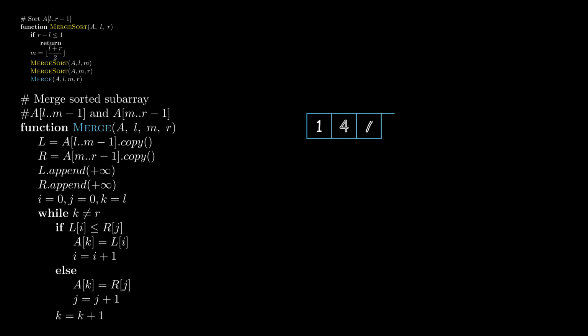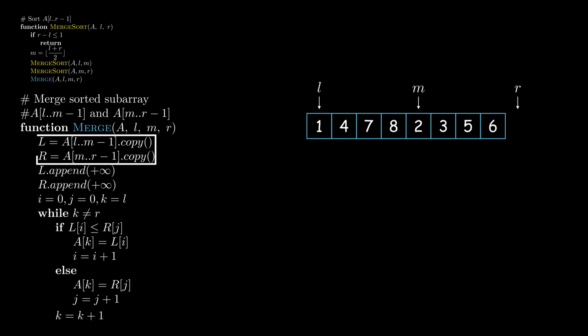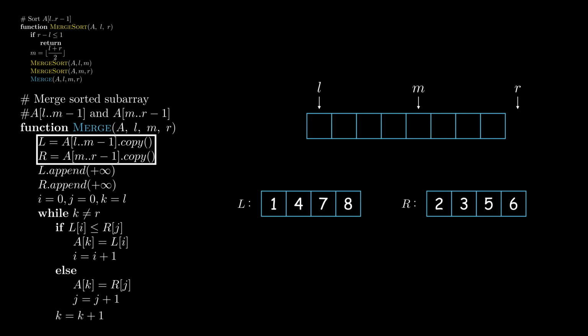Let's take a look at the merge function. Assuming the subarrays of A in intervals between L and M, and between M and R, are already sorted, the merge function combines them. Firstly, we make a copy of the subarray in L and M, call it capital L. Make a copy of the subarray in M and R, call it capital R. We insert positive infinity at the end of both capital L and capital R. We call the positive infinities sentinels. They can make sure that when we reach the end of one subarray, we can continue reading the other one.